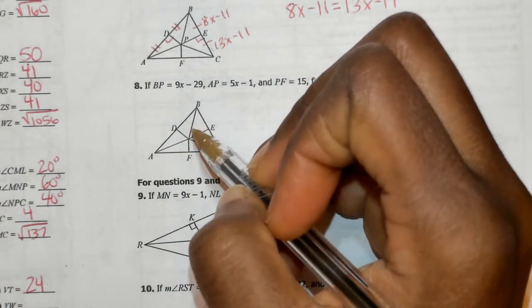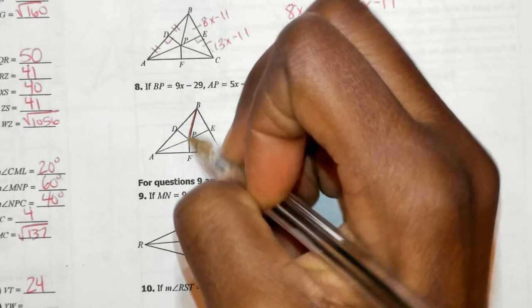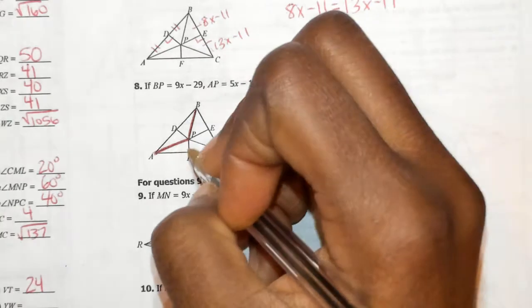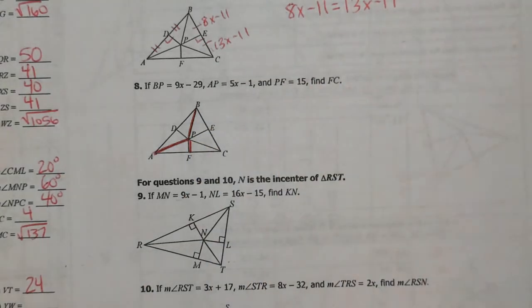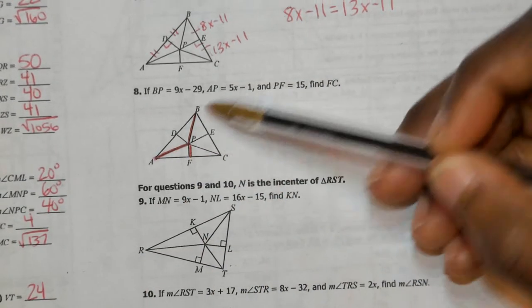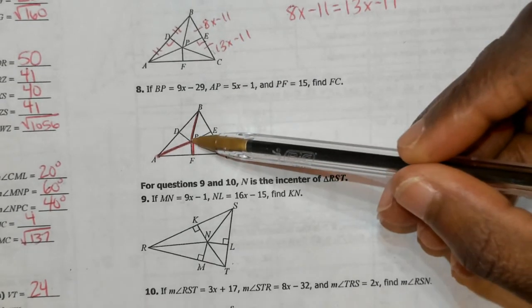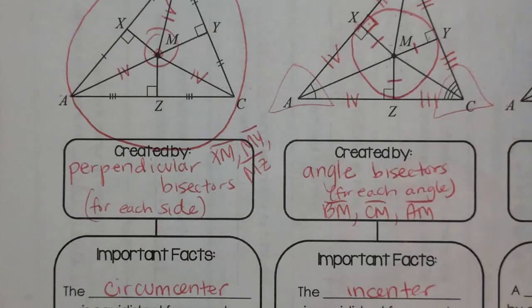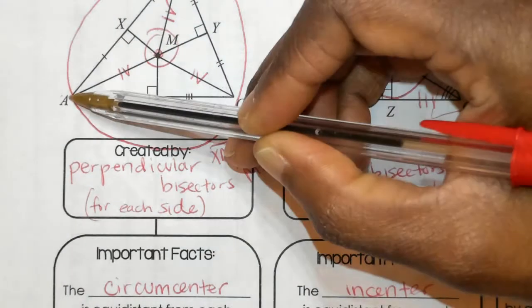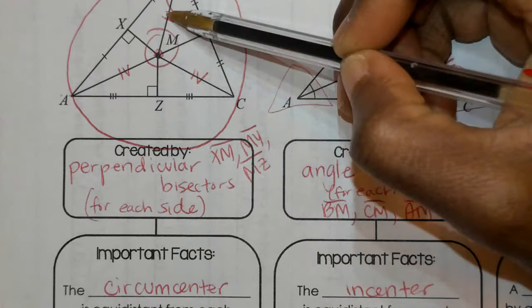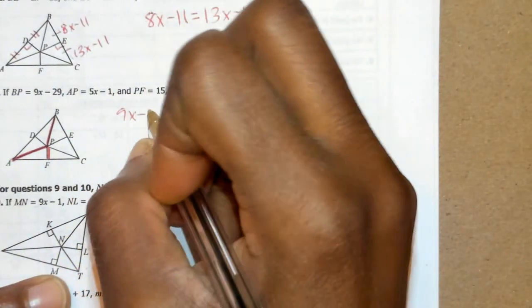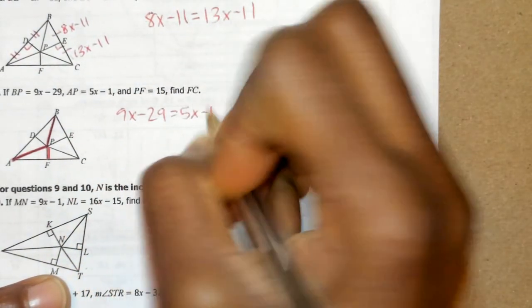So 8 is also a circumcenter problem. So BP is what they give us, but I don't have any space to write all that. And then AP and PF. So if we go back to the picture and look at what's the relationship between any of these 3 segments, the two that connect from the circumcenter to the endpoints are equal, but they're not equal to this one. So I can just set these two equal, solve for x. So go ahead and pause yours and solve for x.